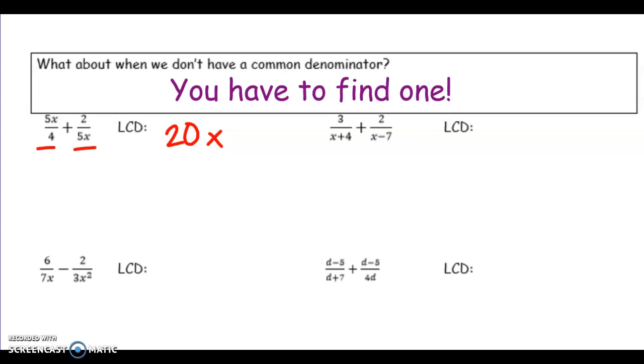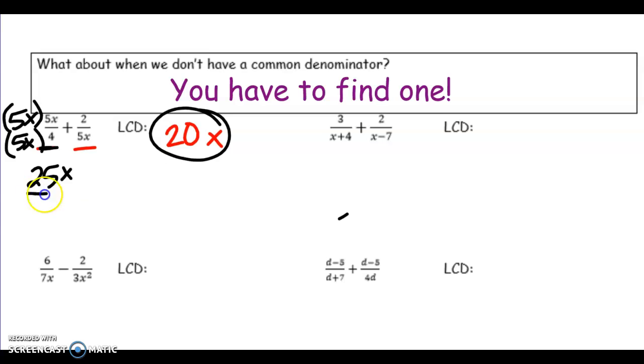What I need to do now is get both of those fractions to have this denominator. So in order to get my 4 to have that denominator, I need to take it times 5x over 5x. Because I'm taking it times 1, it doesn't change. On the top, I get 25x. On the bottom, I get 20x.